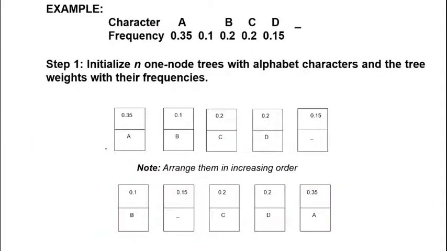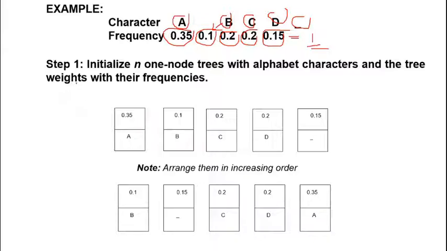I think we skip this and go to the example. These are the characters: A, B, C, D, and underscore. And let's say we have the frequencies already given: the frequency for A is 0.35, for B is 0.1, for C is 0.2, D is 0.2, and the underscore 0.15. When we sum all of these, we get 1, because they are frequencies.